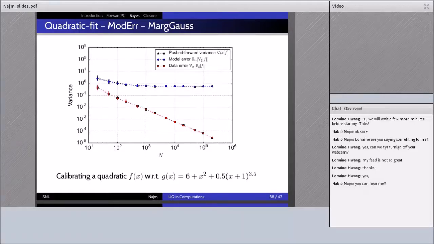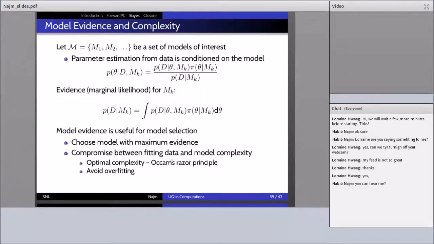And very quickly, thank you very much, I will talk about model evidence. Good introduction to the topic. There's certainly a lot to think about.